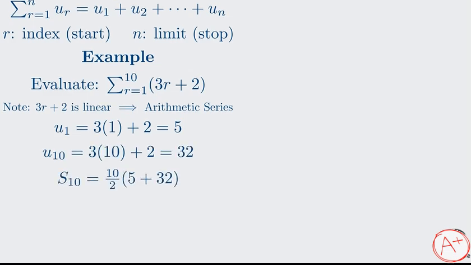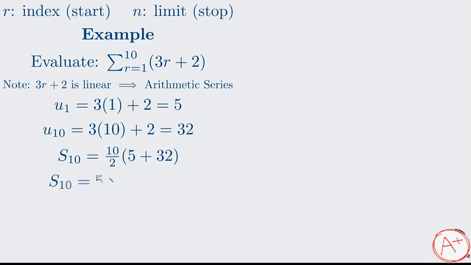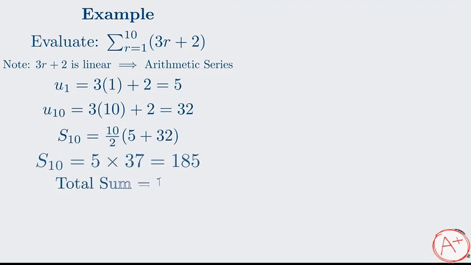Now, use the sum formula for 10 terms. S sub 10 equals 10 over 2 times the sum of 5 and 32. This simplifies to 5 times 37, which equals 185. The total sum is 185. This method is much faster than calculating all 10 terms individually.